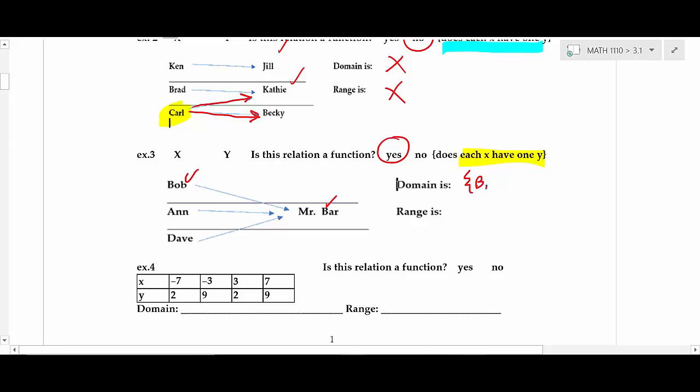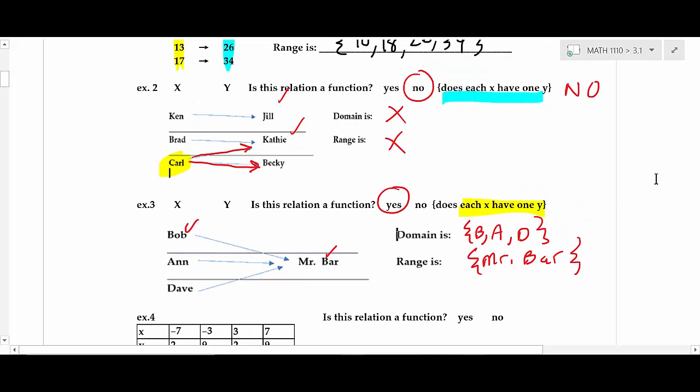I'm just going to use letters B, A, and D, bad. Then the range is going to be Mr. Barr like that. Okay, that's the idea. Everybody with me on what I mean by something being a function and not being a function?